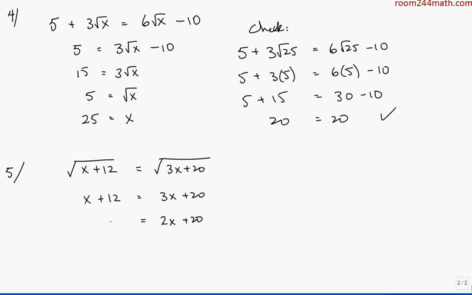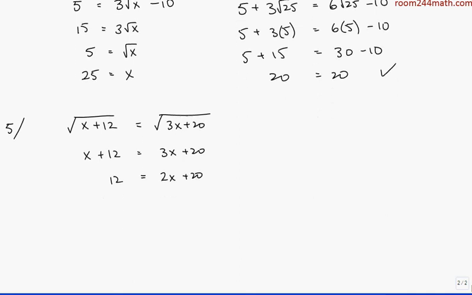And this is now a straightforward linear equation. I can subtract x from both sides and get 12 equal to 2x plus 20. I can subtract 20 from both sides, and then I can divide both sides by 2, and I get x equal to negative 4. Now the fact that I have a negative value of x is not a problem in and of itself, because x is not the radicand.